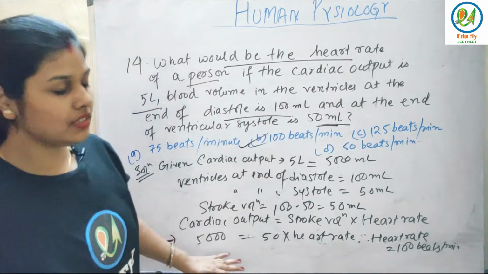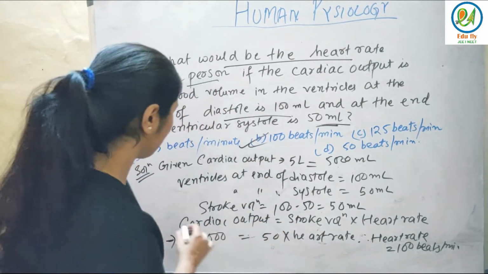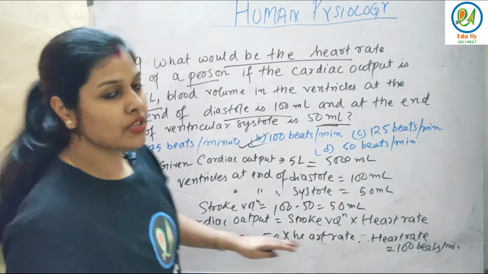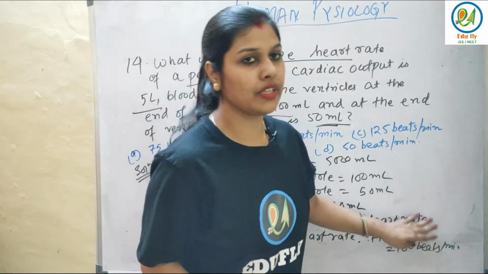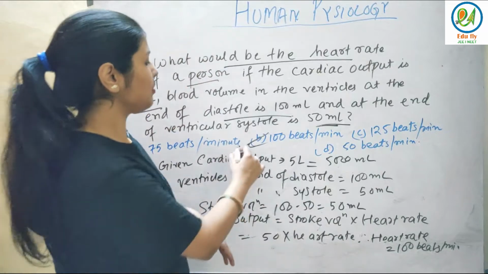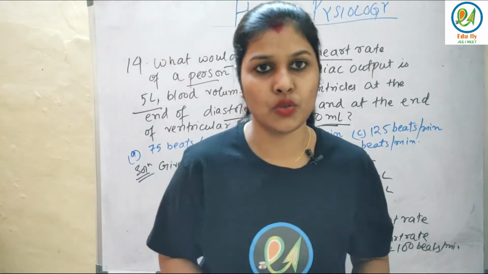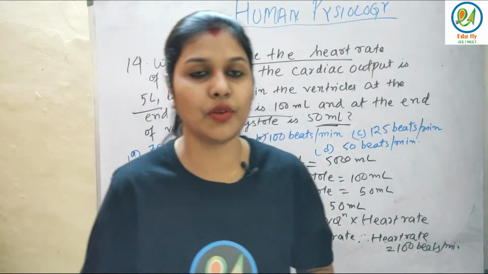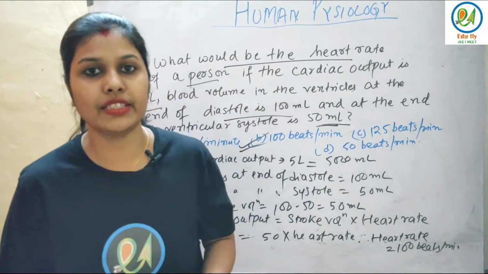I hope I have cleared the doubts. Just remember this formula: cardiac output is equal to stroke volume into heart rate, and from that you can calculate the heart rate. So your answer will be 100 beats per minute. This question is very interesting from the circulatory system. So let's see the next question.